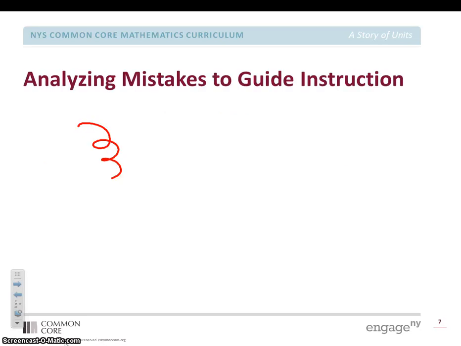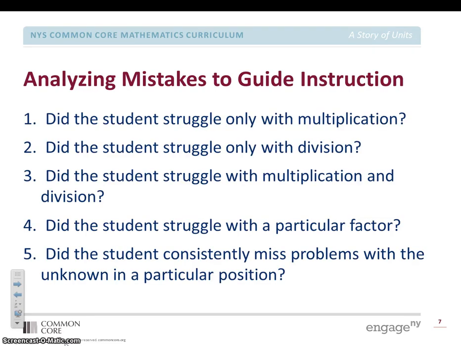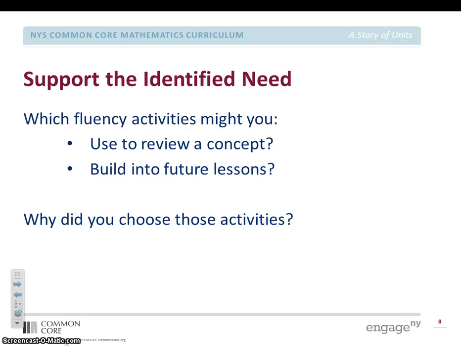Let's take a look at analyzing the mistakes of our students when they're working through the modules. Basically, identify where the students are struggling in third grade problems: multiplication, division, finding the particular factor. Did the students consistently have problems with unknowns in a particular position? Those sometimes can help you guide your own instruction, and that would be outside the scope of the modules, but it would still be something you can add into it.